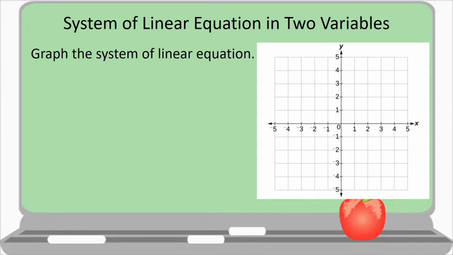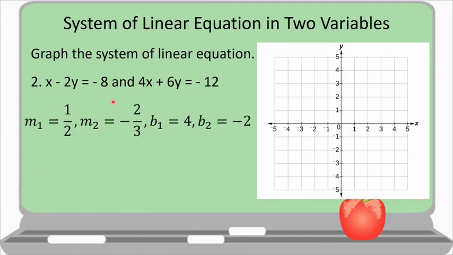Now, let us have the second example. We are given the equations x minus 2y is equal to negative 8 and 4x plus 6y is equal to negative 12. Let us determine the slope and the y-intercept. For equation number 1, the slope is 1/2. Again, because of the negative 2, our slope is positive. It is 1 over 2: the numerical coefficient of the x term over the numerical coefficient of the y term. Therefore, the slope is 1/2.